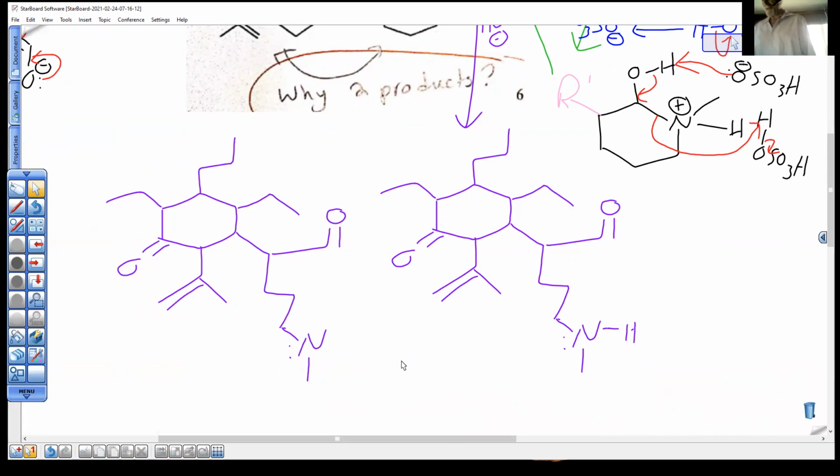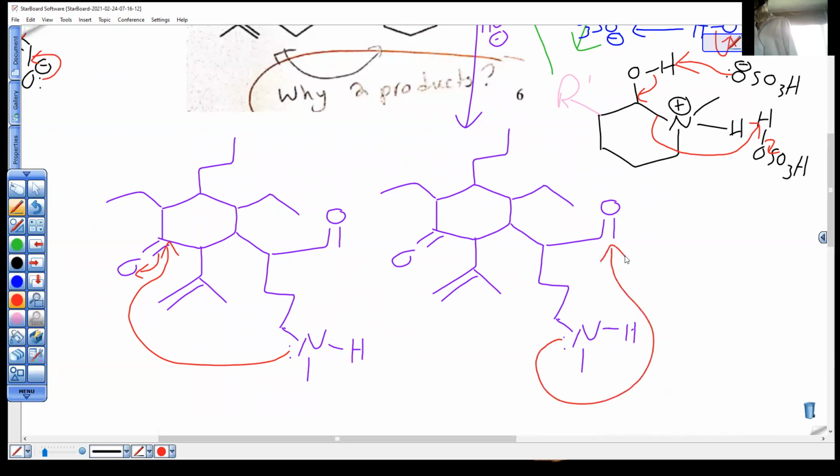And on the one on the left, we're going to attack the ketone. I lost my H. I didn't copy it, that's why. Step one. Nucleophilic attack on a ketone, resonate up. Step one over here, nucleophilic attack on an aldehyde, resonate up.